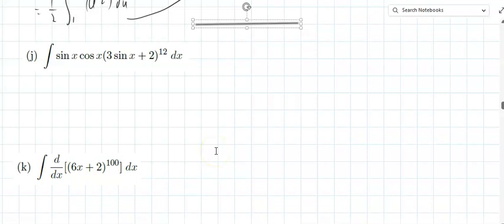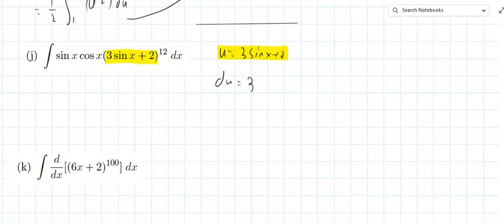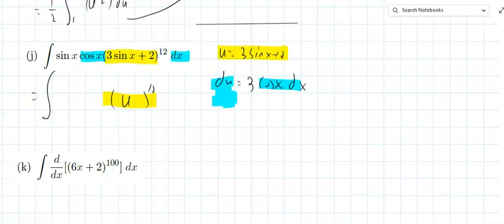And I get to this problem, and the same deal. Let u equal the inside of a power function. I see a power function. That's the rule of thumb. Du will be 3 cosine of x dx. So this is the integral. I'm letting u to the 12th power. The cosine of x dx is simply du over 3.